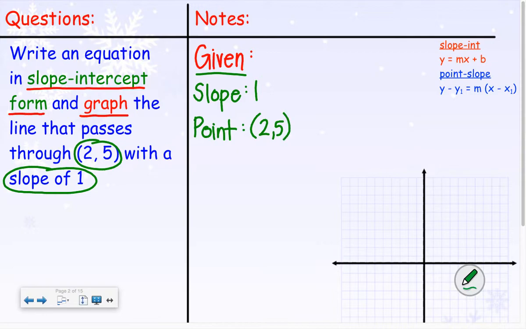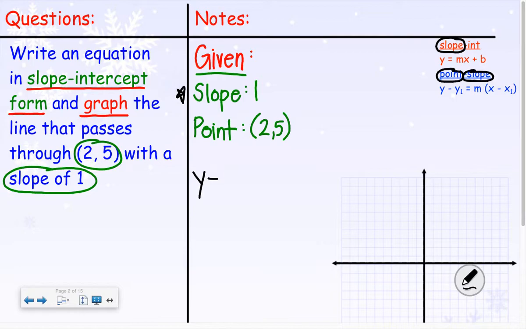Now let's look at our two formulas in the upper right-hand side of the screen. In red is slope-intercept form. That's what I want my answer to be in. But to put it in slope-intercept form, I need a slope and an intercept. Right now I do have my slope, but I don't know my intercept. I know a point and a slope, so I'm going to use point-slope form instead, because I don't know my intercept.